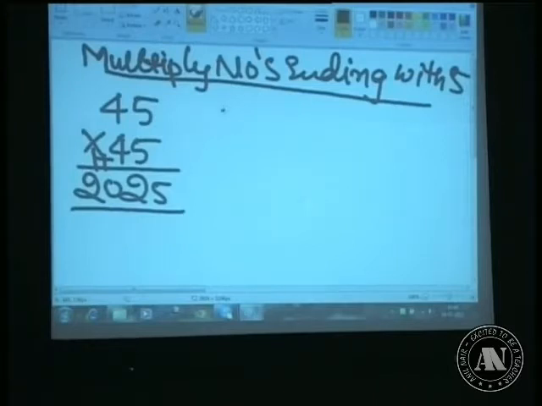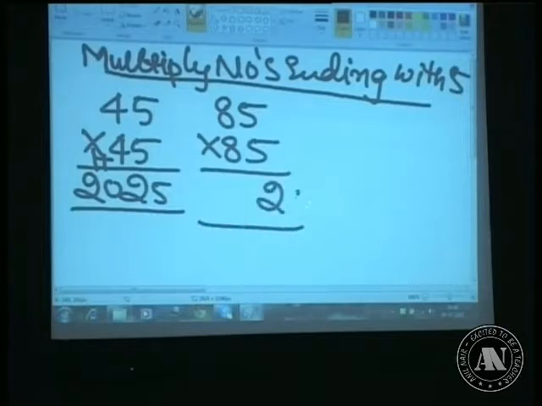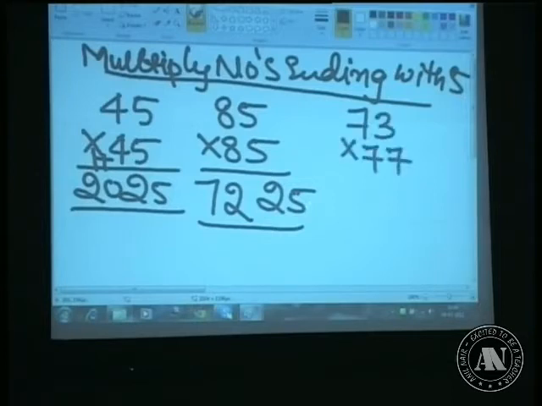See, 85 into 85. Just I am buying this logic. What is the answer? 5 5s are 25. 9 8s are 72. Am I right? Now, actually this is a derived concept. It's derived from some other concept. Please see that concept. 73 into 77 is there.